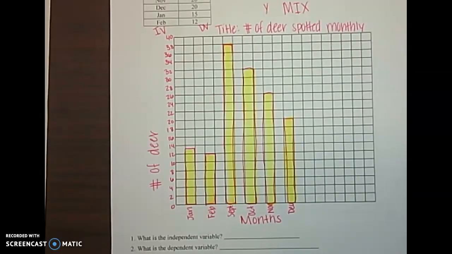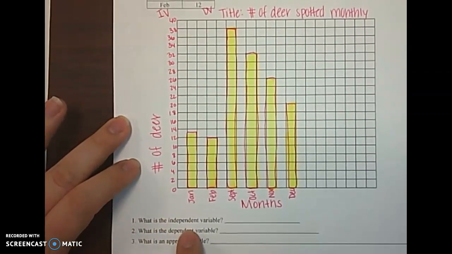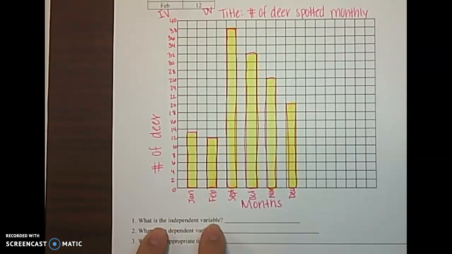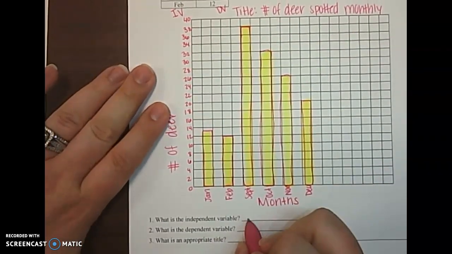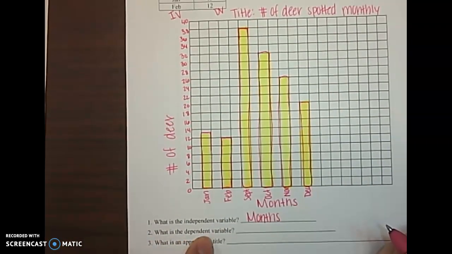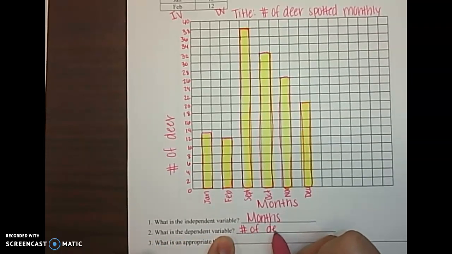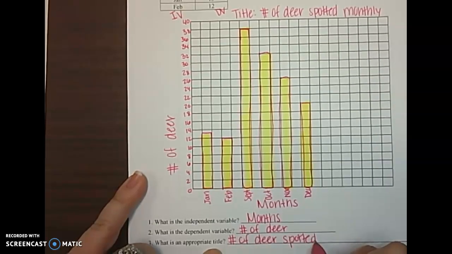Okay, so you should have finished graphing your number of deer per month. All right, so now we're going to go down here and answer these questions. So it says, what is the independent variable? Well, we've already identified that because we had to graph it. So the independent variable are the months. The dependent variable is the number of deer. An appropriate title would be Number of Deer Spotted Monthly.